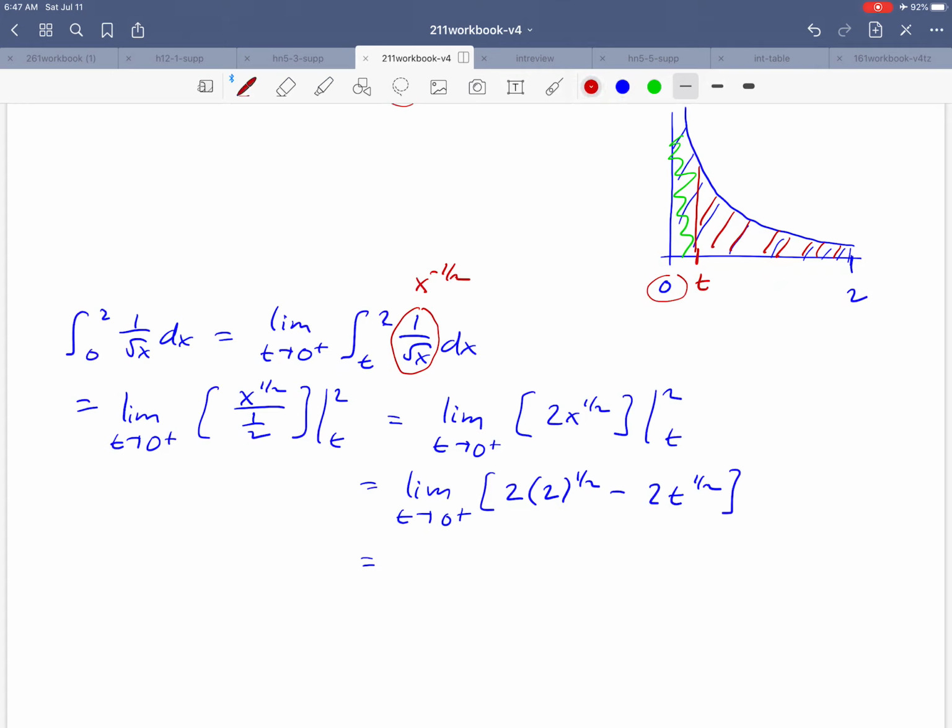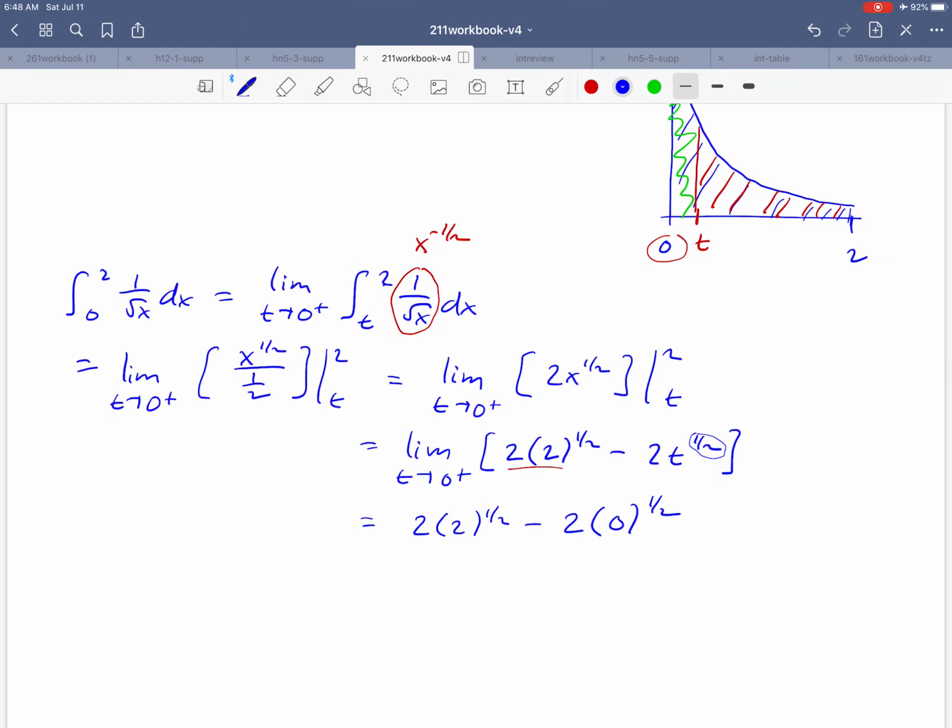Okay, so what do we get? Well, the first term just has numbers in it, so it's going to stay the same: 2 times 2 to the 1/2. And if we plug 0 in for t, notice that we've got a positive exponent here, so we don't really need to do any moving around of terms. We can just substitute in 0 directly. We're going to get a minus 2 times 0 to the 1/2 for that second term. Notice that second term goes to 0, and we're left with just 2 times 2 to the 1/2, which we could rewrite as 2 square root of 2.